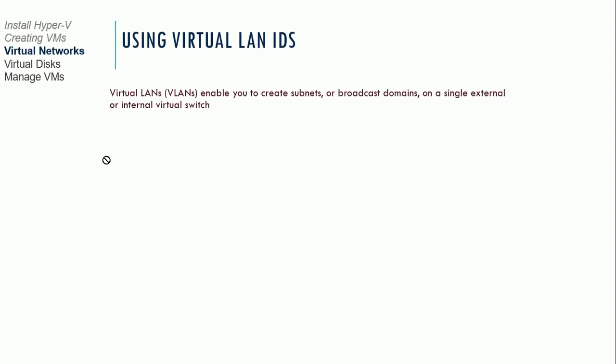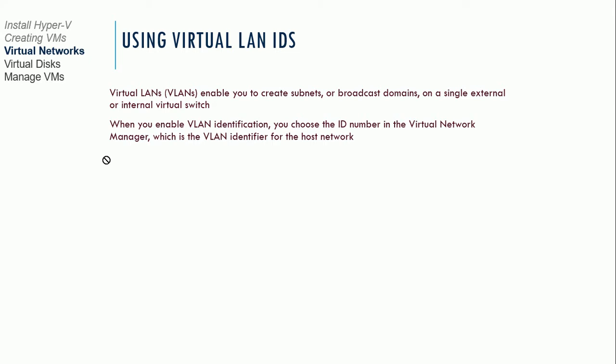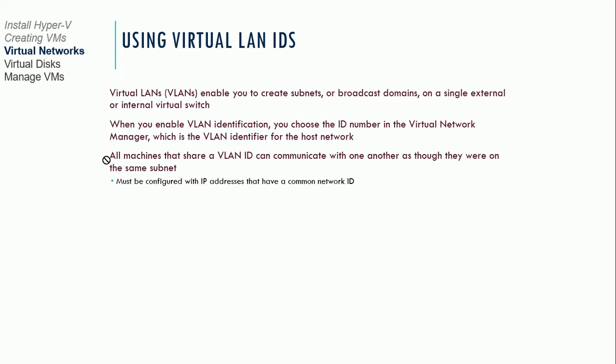So virtual LANs enable you to create subnets or broadcast domains on a single external or internal virtual switch. When you enable VLAN identification, you can choose the ID number in the Virtual Network Manager, which is the VLAN identifier for the host network, and all machines that share a VLAN ID can communicate with one another as if they were on the same subnet. Basically, if you're familiar with VLANs, you can use your virtual switch as if it were a physical switch that has VLANs. All of the computers that are connected to a like VLAN ID can communicate with one another. And that's basically how VLANs work.